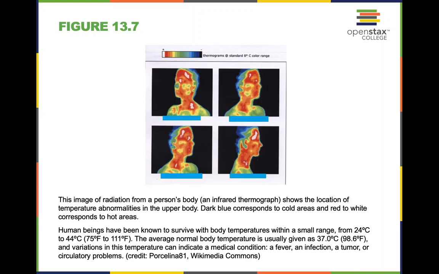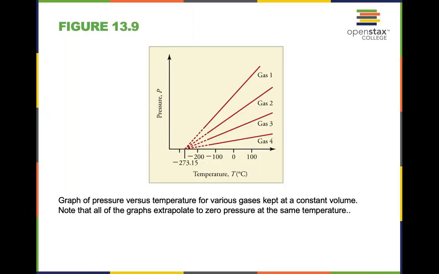Human beings have been known to survive with body temperatures within a small range, from 24 degrees C to 44 degrees C, 75 degrees Fahrenheit to 111 degrees Fahrenheit. The average normal body temperature is usually around 37 degrees Celsius, so around 98.6 Fahrenheit. And the variations in this temperature can indicate a medical condition, a fever, an infection, a tumor, or circulatory problems. So pretty standard image here.